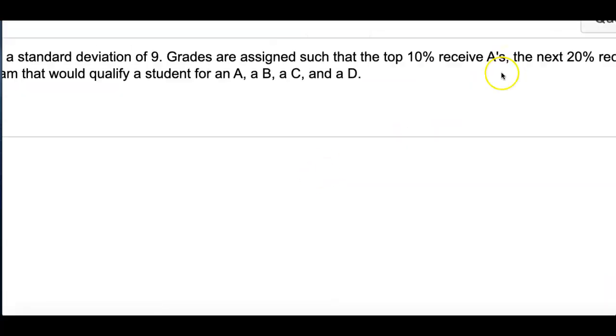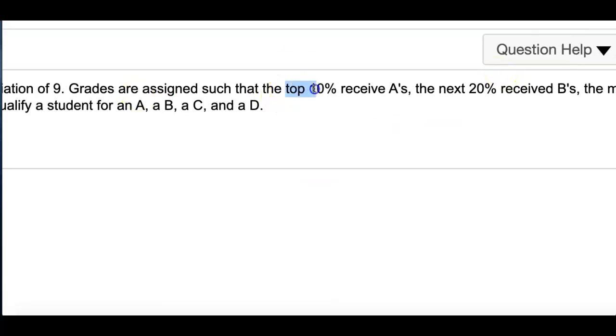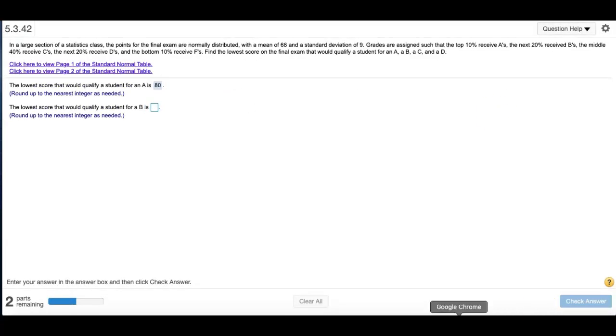Next part, the lowest score that will qualify for a student for a B. Let me read this part. I have to know what's going on. Top 10% receive A. Next 20% receive B. So listen, to get a B, what I'm doing is this. I'm going to add 10% plus 20%. So if you are in the top 30%, you're going to get a B. How about this? If you are at the 70th percentile, if you did better than 70% of the people, then you're going to get a B. So what I will do is I will still do top 30%.